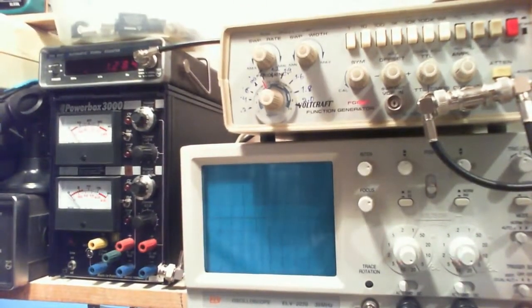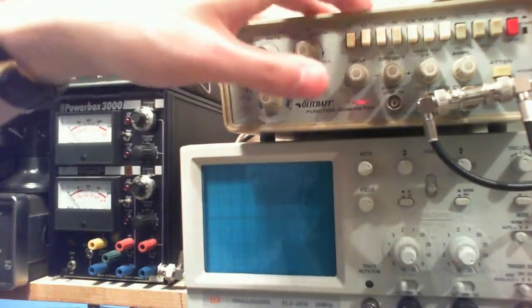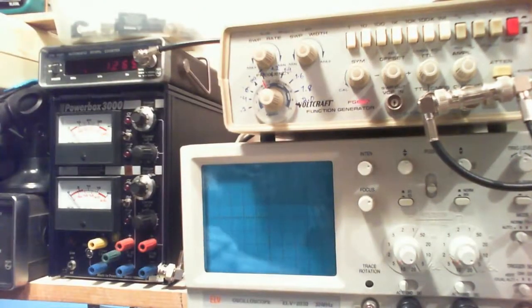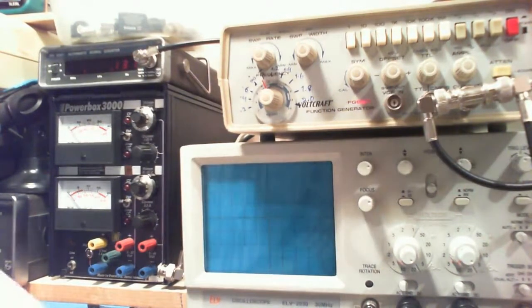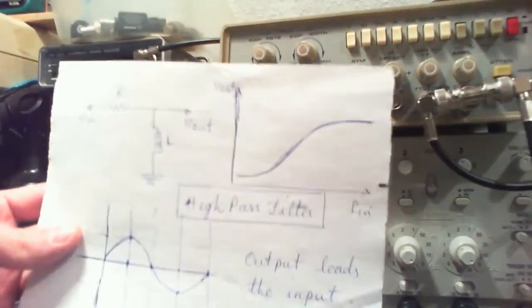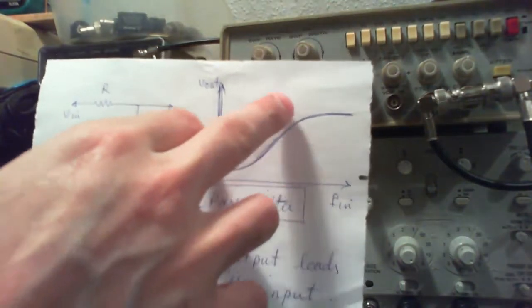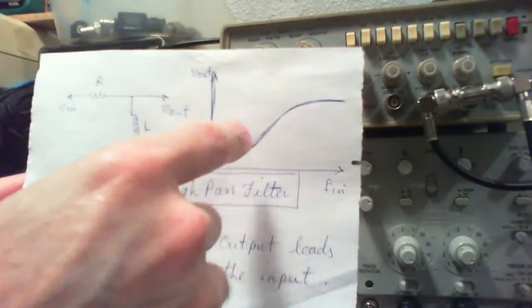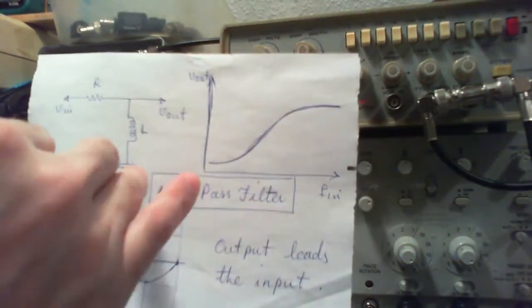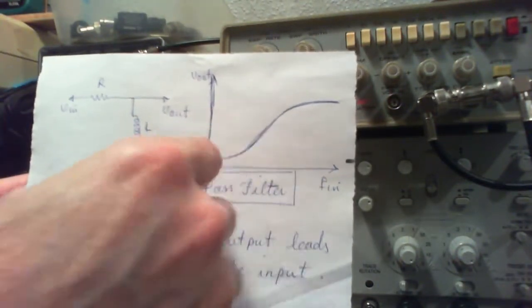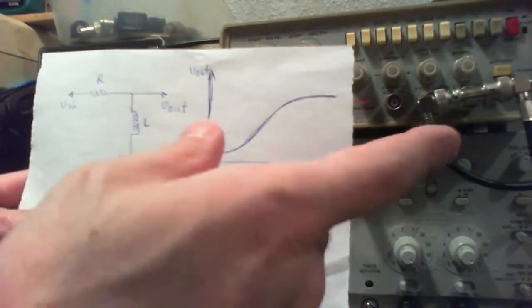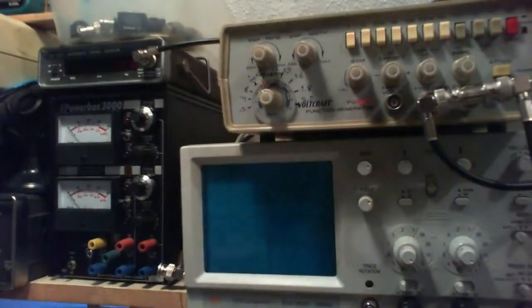We will start with a pretty low frequency, and you see in this high-pass filter, as you increase your frequency, your voltage is going to increase. So in the beginning we will have lower voltages, and as we increase the frequency, the voltage is going to increase.